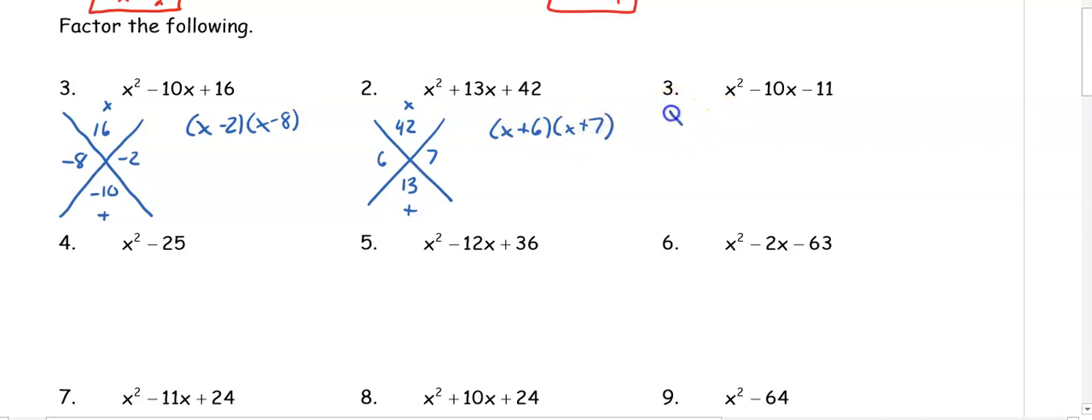Number 3, we want two numbers that multiply to negative 11 and add to negative 10. Because we are multiplying to a negative number, that means we're going to have one of each sign, one positive and one negative. Because we're adding to a negative, the bigger number has to be the negative. So we would have negative 11 and 1. Those are the only numbers that multiply to negative 11. So we have x minus 11 and x plus 1.